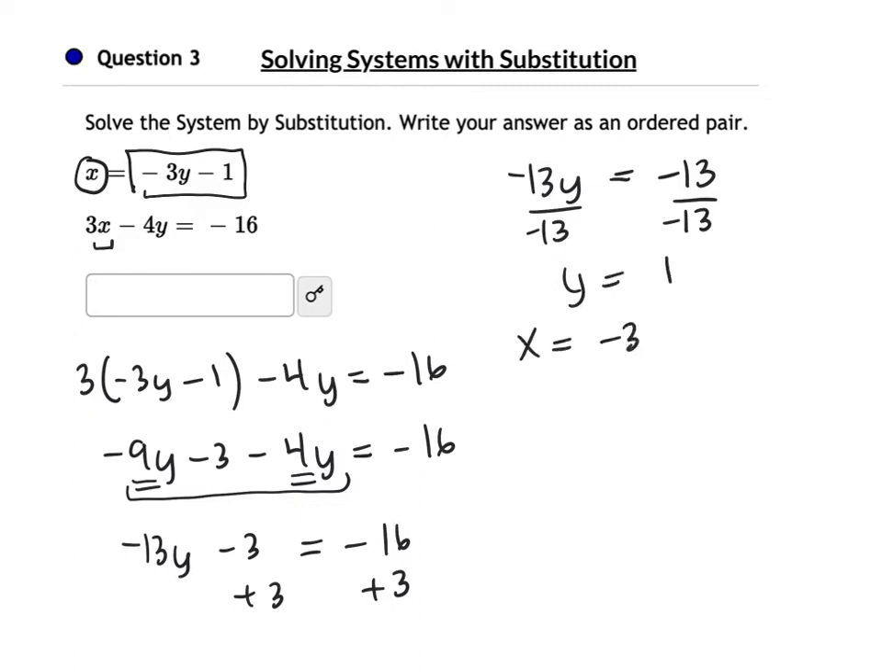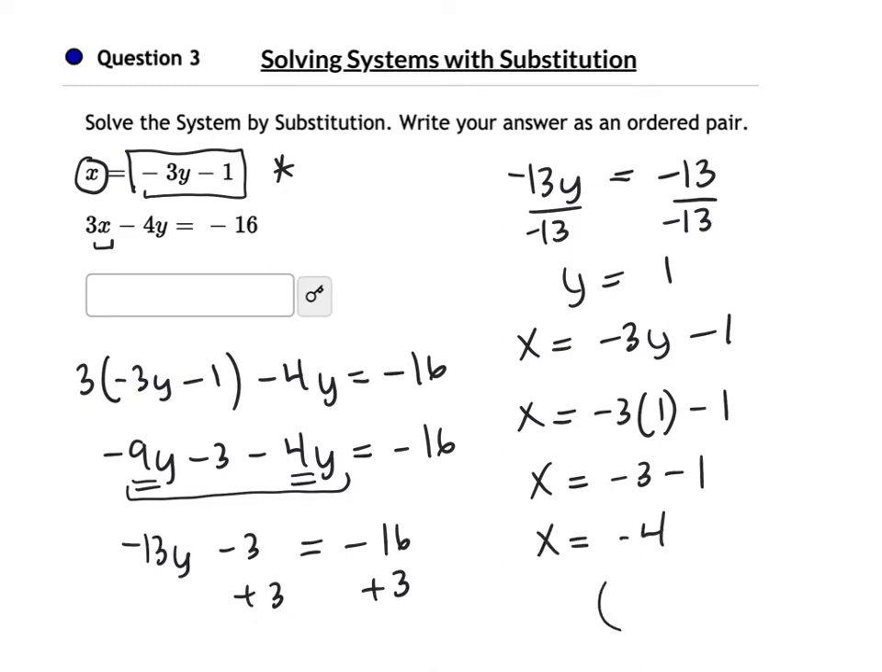X is negative 3 times y minus 1. I'm going to use this equation again. Either one works though. X will equal negative 3, replace y with 1, because y equals 1, minus 1. That's negative 3 minus 1, which is negative 4. Our answer is an ordered pair in alphabetical order. That's negative 4, comma 1.